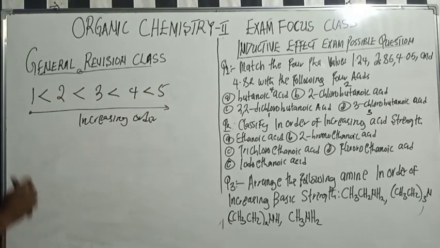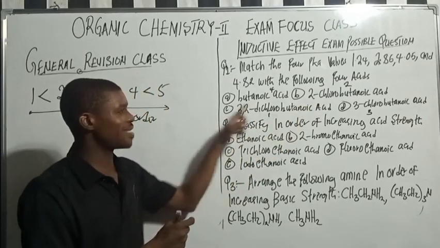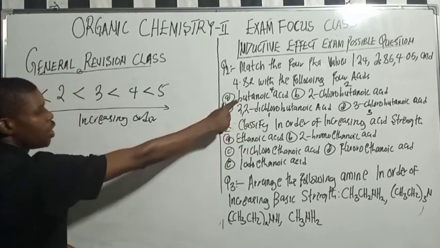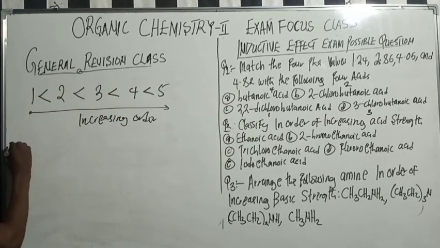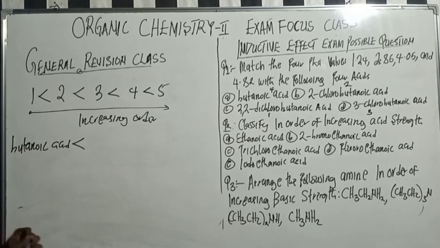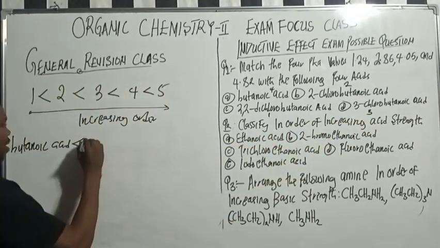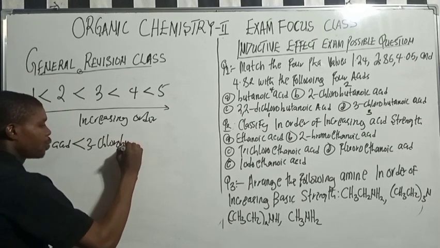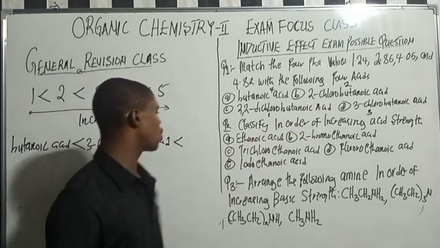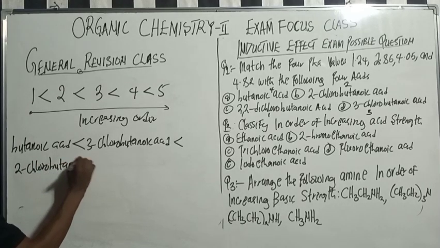Do you see that? So if they ask you now to arrange this group of acids in increasing order, it means I'm going to start from the lowest to the highest. My lowest is butanoic acid. So butanoic acid is less than this, which is less than the next one, 3-chlorobutanoic acid, which is less than the next one, 2-chlorobutanoic acid.